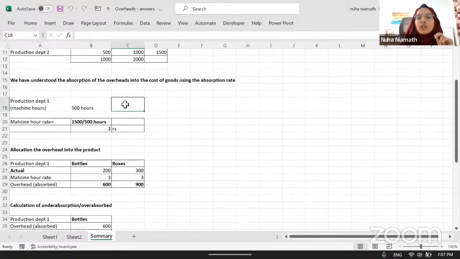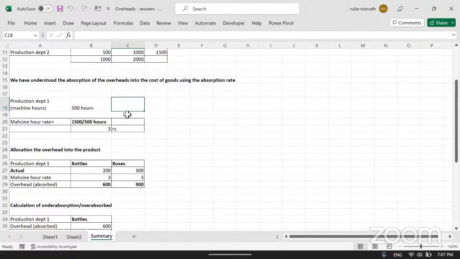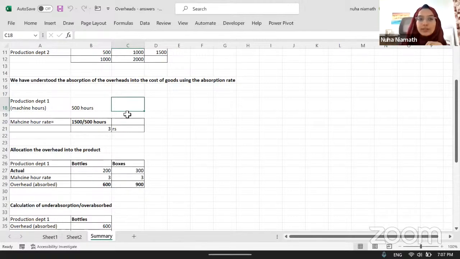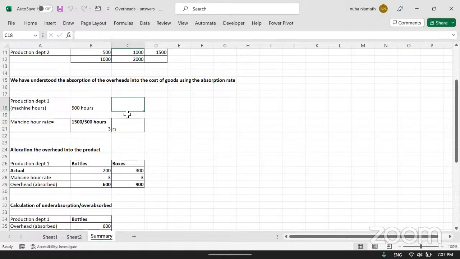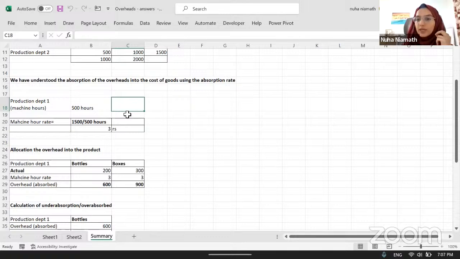The second thing we learned is how to calculate a predetermined absorption rate. A predetermined absorption rate is always calculated on the basis of your budgeted hours and your budgeted overhead cost. This is something you should always remember. That's how a predetermined rate is calculated. And this predetermined rate is then multiplied with your actual output to be absorbed into the good units of the final product. So how do we calculate? Is there a doubt so far? Please let me know in the chat box if there are any doubts and if I can proceed.